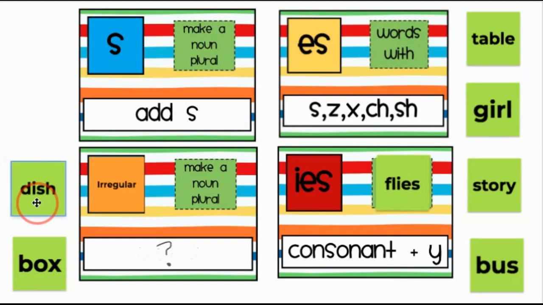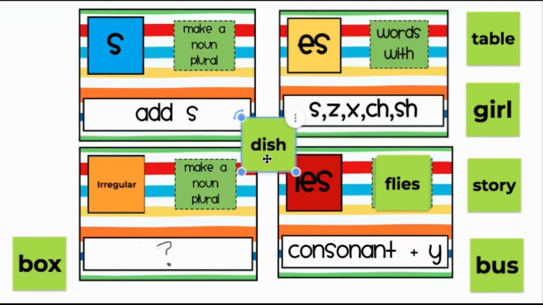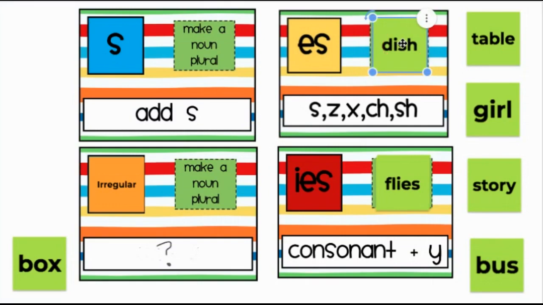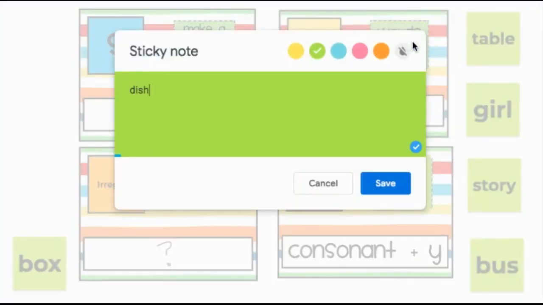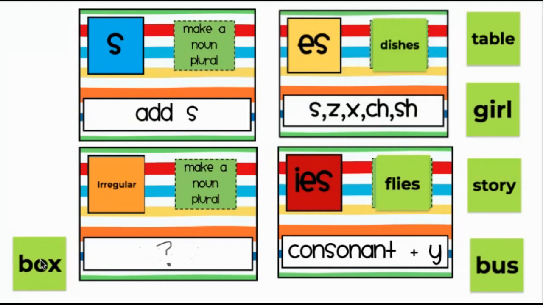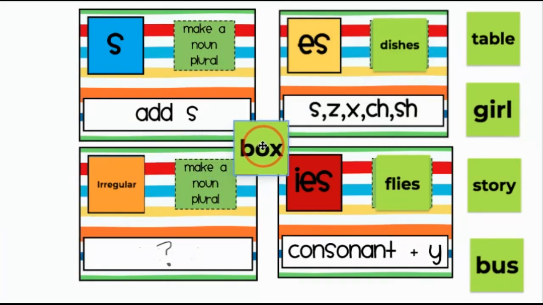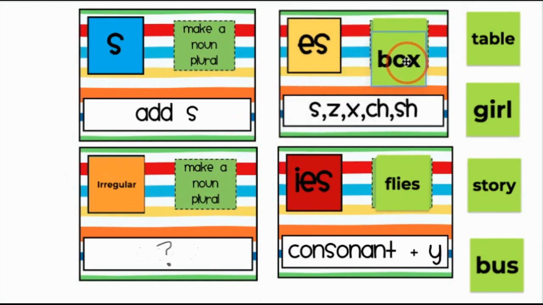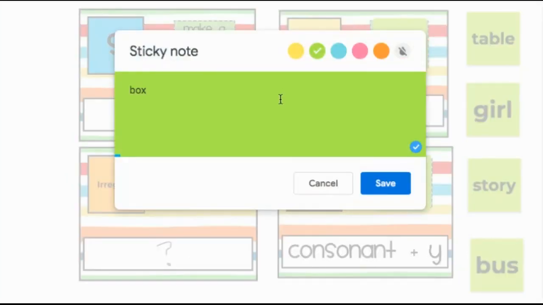Let's go with the next one. This one says dish. Now, I see dish ends with S and H. And this one has to be S and H. So this one goes here. And the plural of dish is dishes with ES because it finishes with SH. Let's look at this one. This one, the last letter is an X. That goes with this rule. Okay, so it goes in here also because it finishes with X. The plural of box is boxes.